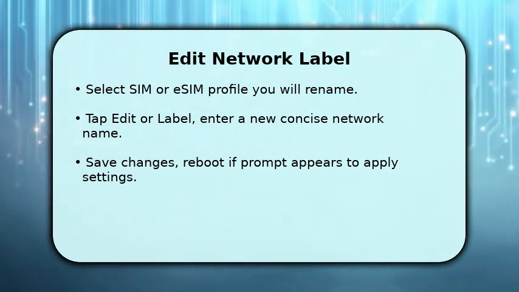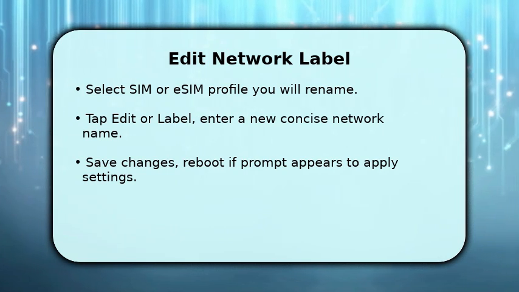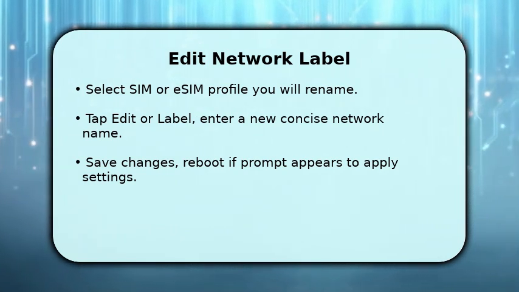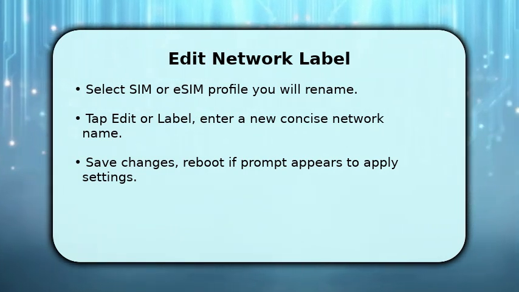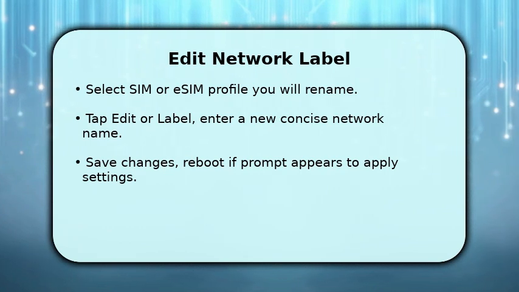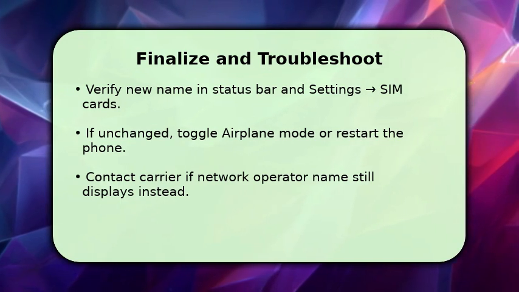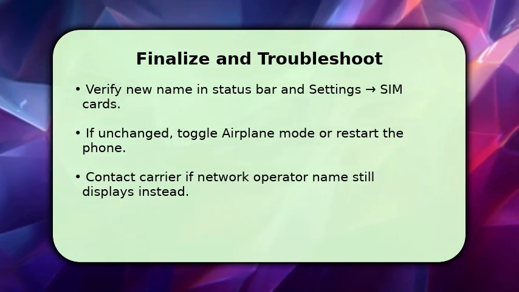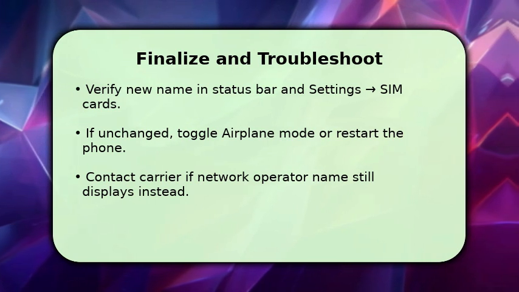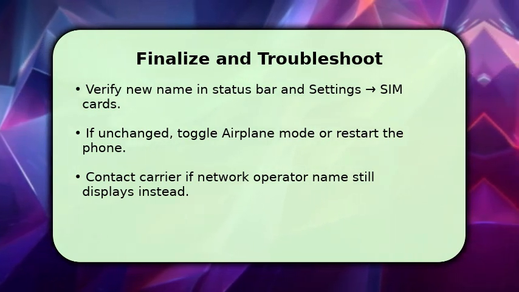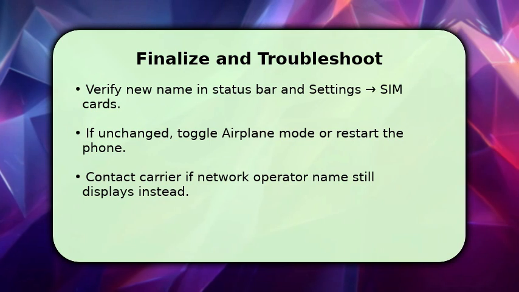Make sure to reboot if prompted, so the system reads the new label from the SIM profile and updates status bars and connections. Finish by confirming the name appears in your status bar, and under Settings, then SIM cards. That shows the system accepted the label. If it doesn't update, toggle airplane mode on then off, or restart the phone to force the UI to refresh.